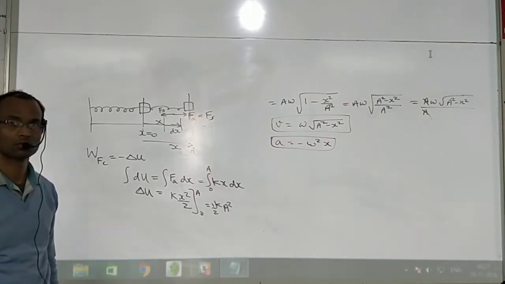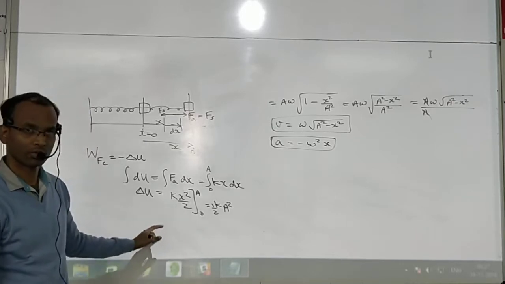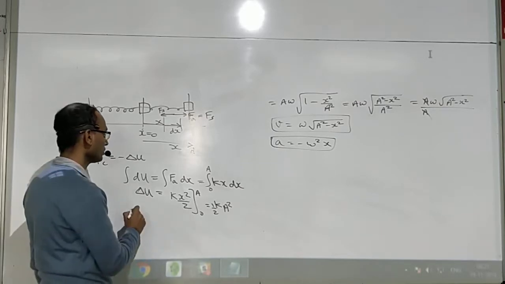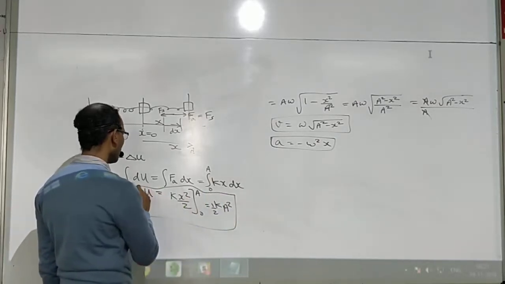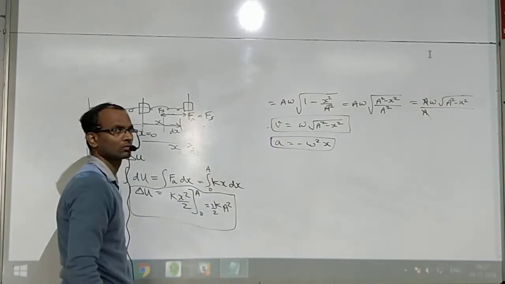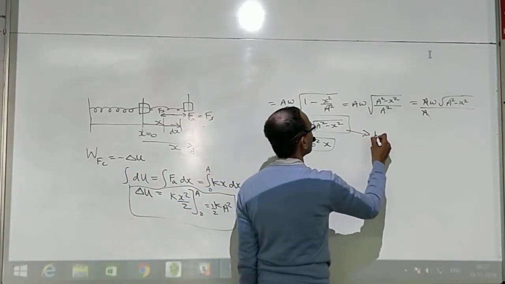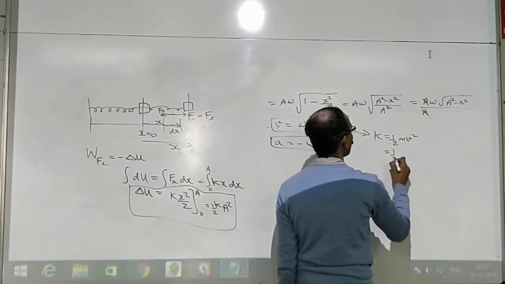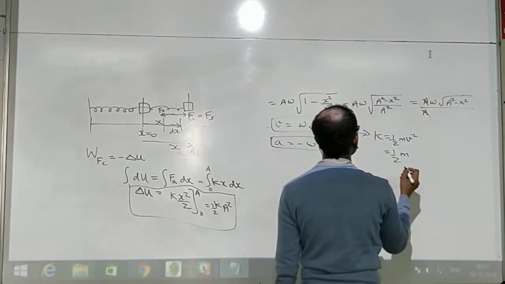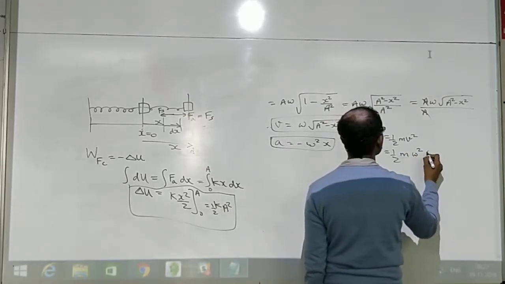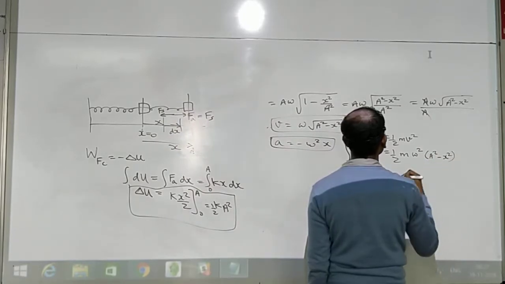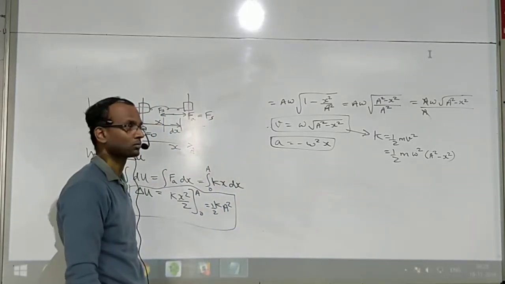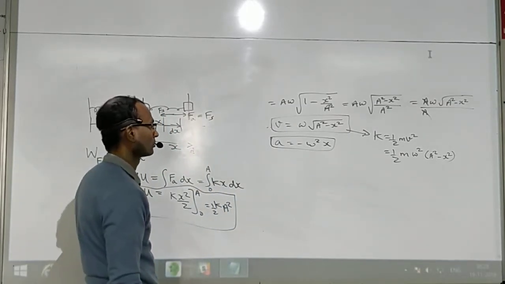Clear? Yes, this is only for potential energy. This is not the total energy. So now we will use conservation of energy, and we can also directly tell what the kinetic energy is using this. Let's do both ways. From this, kinetic energy is half m v squared, so it will be half m omega squared into a squared minus x squared. Agreed? Half k x squared, so the total would be half k x squared plus that.